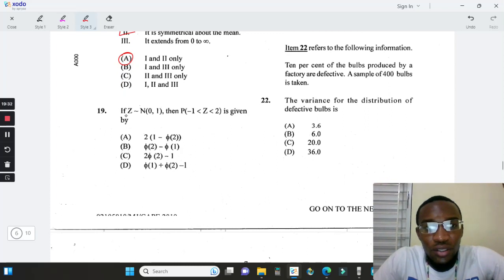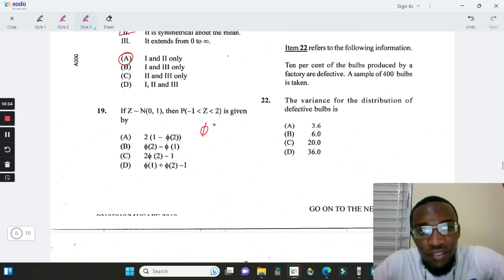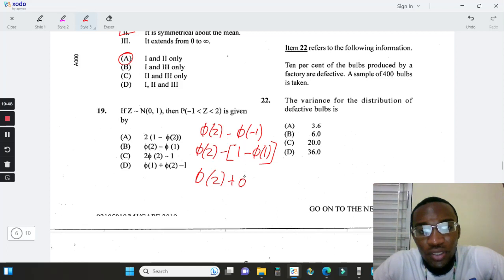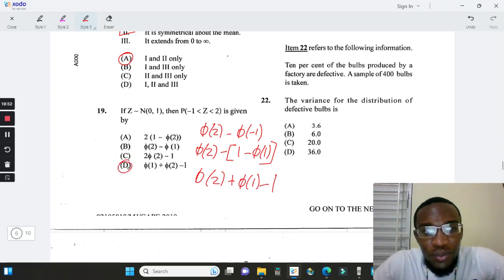Now this one, to work this out, it's going to be phi of 2 minus phi of negative 1. But it's now phi of 2 minus in bracket 1 minus phi of 1. Then this becomes phi of 2, and minus a minus becomes plus phi of 1, subtract 1. So add them, then minus 1, D.